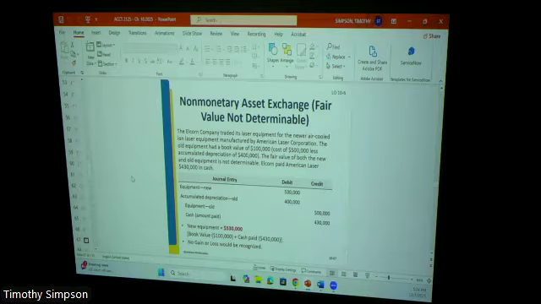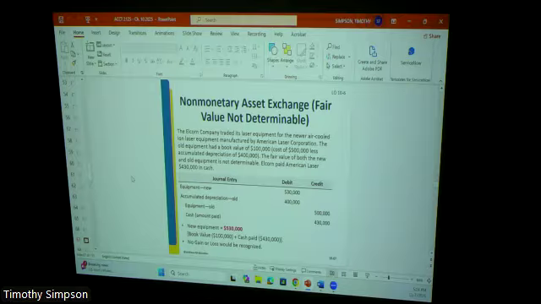So in this case, the fair value of both the new and old equipment is not determinable. We don't really know what the fair value of those are, and so as a result, we're still going to do the same entries to reverse the equipment and the accumulated depreciation. And again, we're simply saying that we're going to pay 430,000 in cash, which means that we have a debit balance on the new equipment at 530,000.